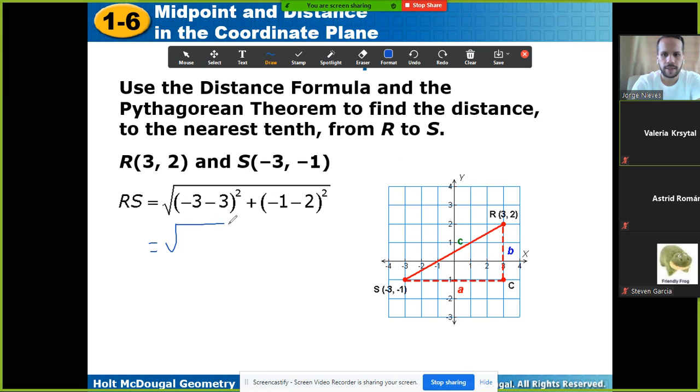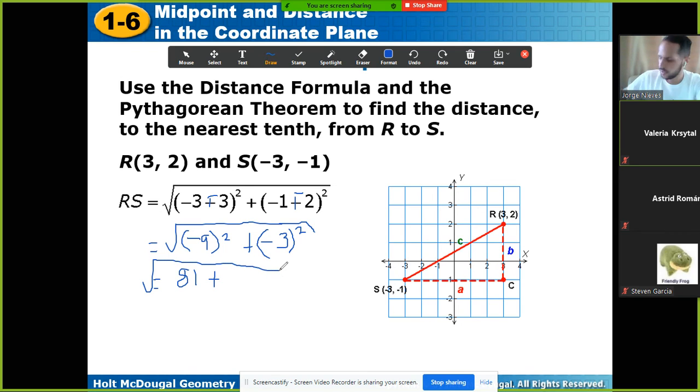Okay, so we got -3 minus 3, which is the same as -3 plus -3, going to be -9 squared. On the other side, we got -1 minus 2, which is the same as -1 plus -2, also going to be 3. Okay? So if we evaluate these squares, the first one, -9 squared, is the same as -9 times -9. That's going to be, students, 81. And negative 3 squared is going to be 9.